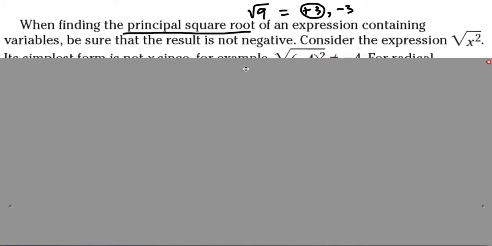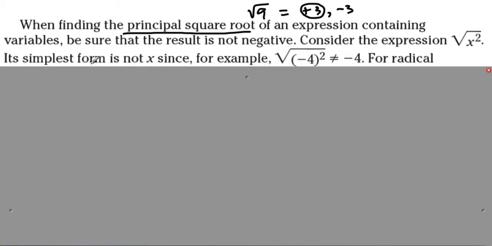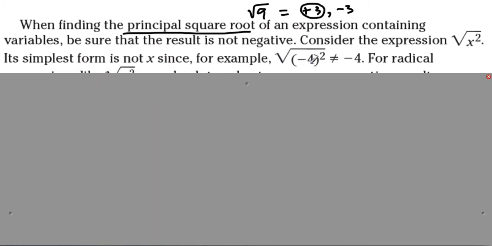But when you're referring to the principal square root of 9, we're only getting the non-negative value. And that's the reason why it's here. So when finding the principal square root of an expression containing variables, be sure that the result is non-negative. So consider the expression radical x squared. In simplest form, its simplest form is not x, since, for example, radical negative 4 squared is not equal to negative 4.